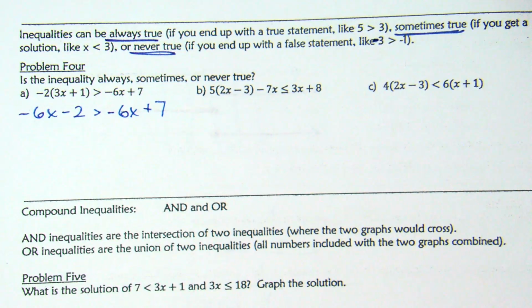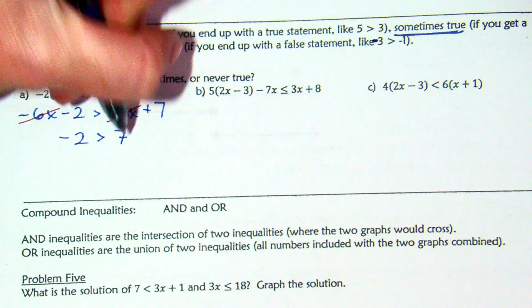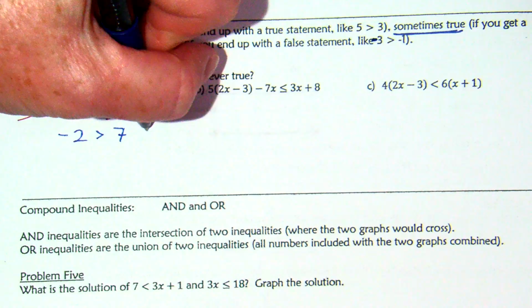Once those variables are gone, it's either always or never. Is negative 2 greater than 7? A negative is never greater than a positive, guys, in any way, shape, or form. If you can forget the numbers, is a negative greater than a positive? No. Because the variables canceled and this is a false statement, this is an example of never true.